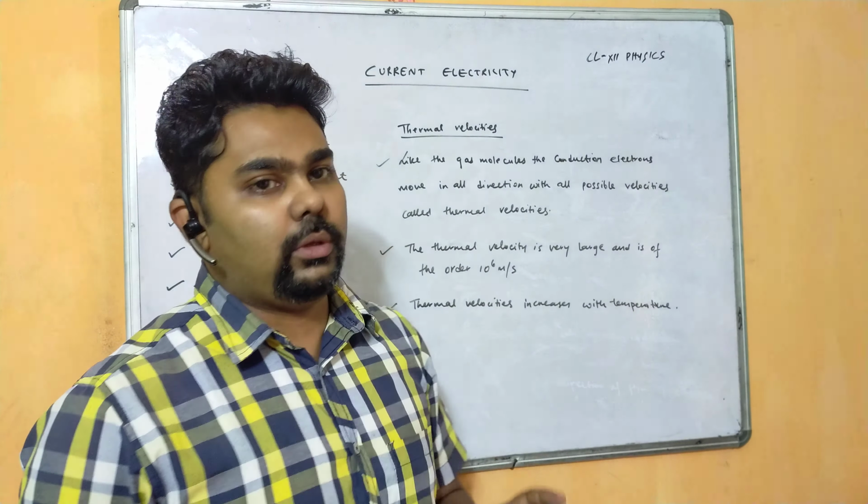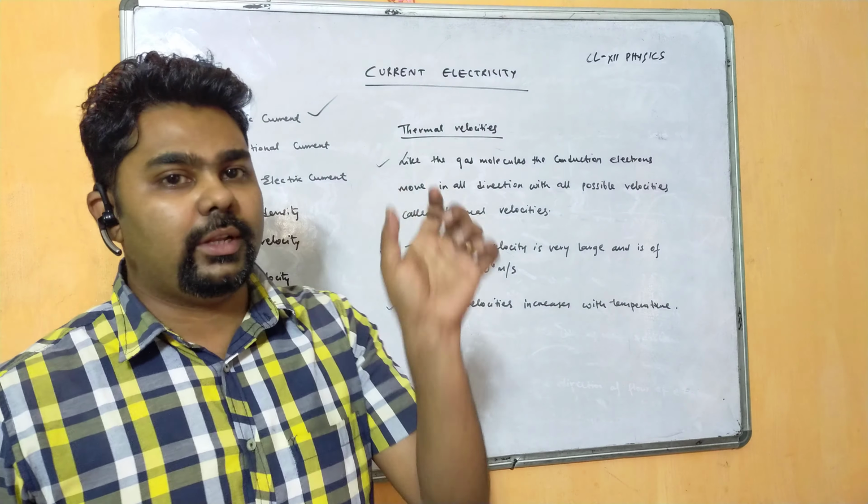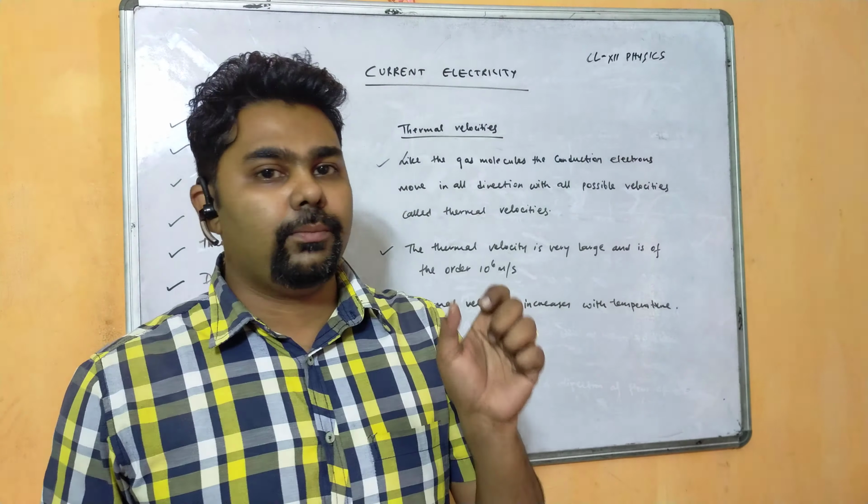Generally, whenever gas molecules are in a jar, the particles try to move randomly in all possible directions, and they move with one velocity. Due to this, the temperature of the gas molecules striking the surface becomes heated up, and due to the increase in temperature, the velocity of the gas molecules increases again. So the thermal velocity is very large, of the order of 10 to the power 6 meter per second, and it increases with increasing temperature.